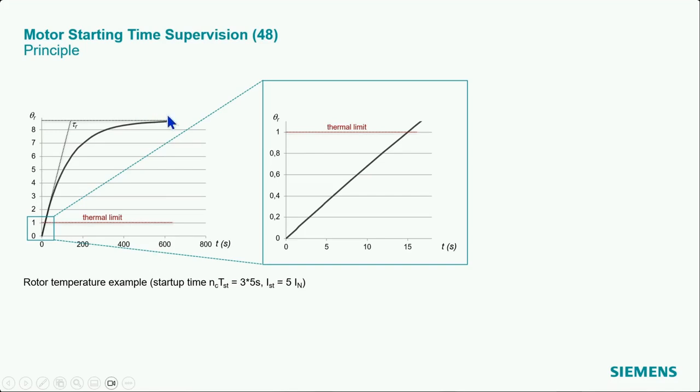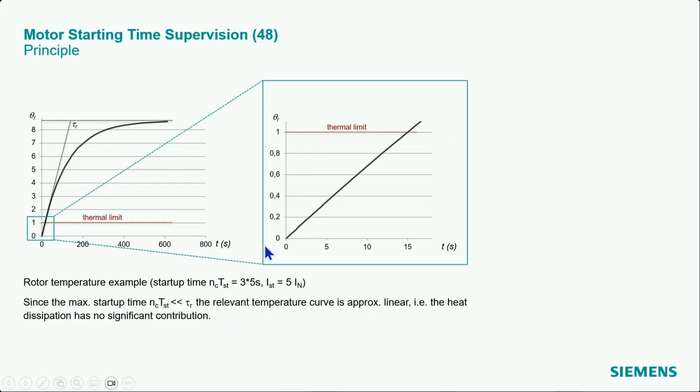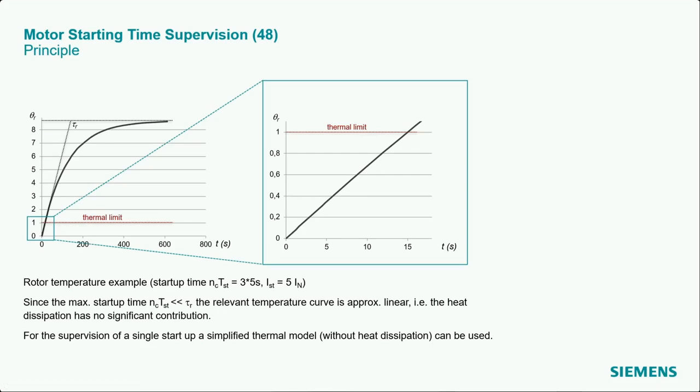It is again an exponential function, but of course it looks more or less like a straight line. This is because we have just a tiny part at the beginning: the time we need until we come to the maximum temperature is only a small share compared with the tau. It's just at the beginning, and therefore the behavior is more or less like a straight line. Okay, and this means for the supervision of the startup of the motor, the starting time supervision, we use a simplified model.